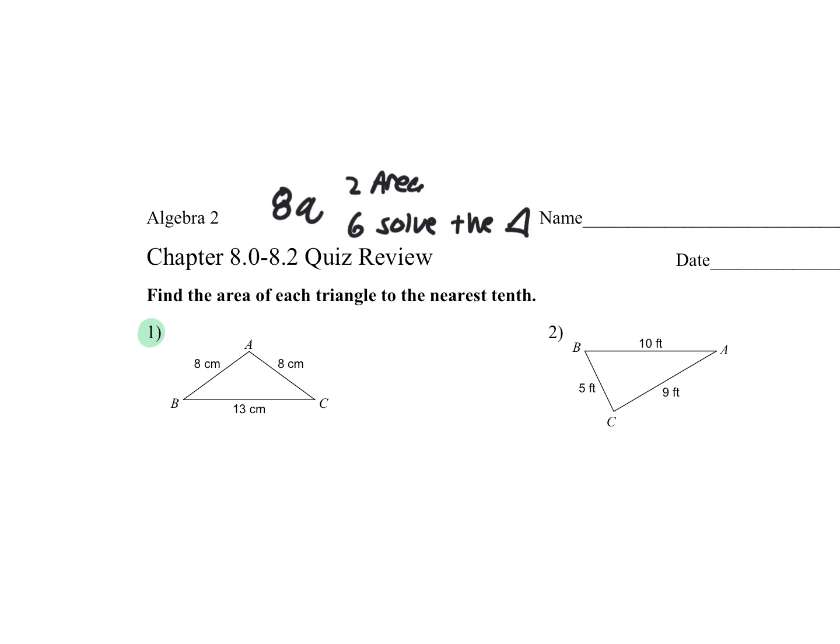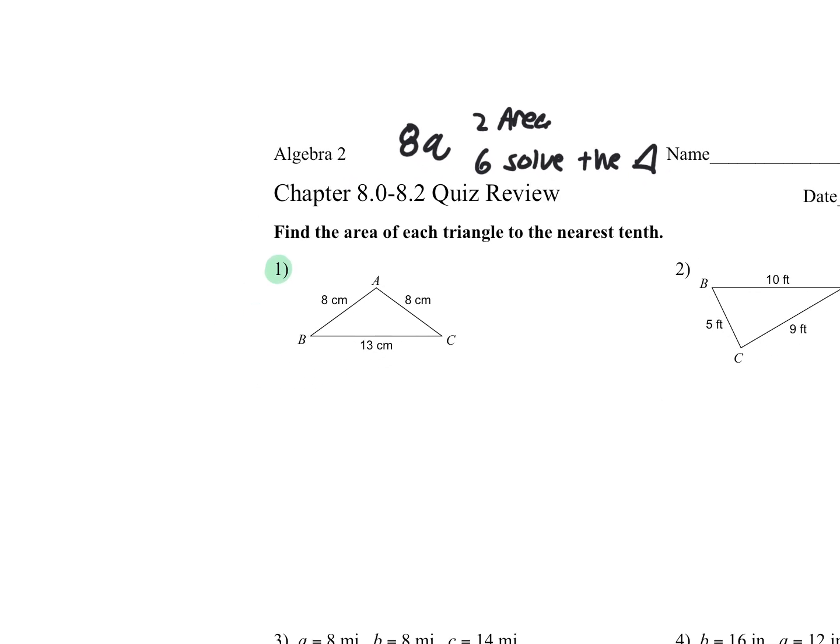I do believe all of the triangles are drawn out for you guys. They might not be labeled A, B, C, but they will be labeled. And I do believe, if I remember correctly, they are all drawn for you, so you're not going to have to draw them.